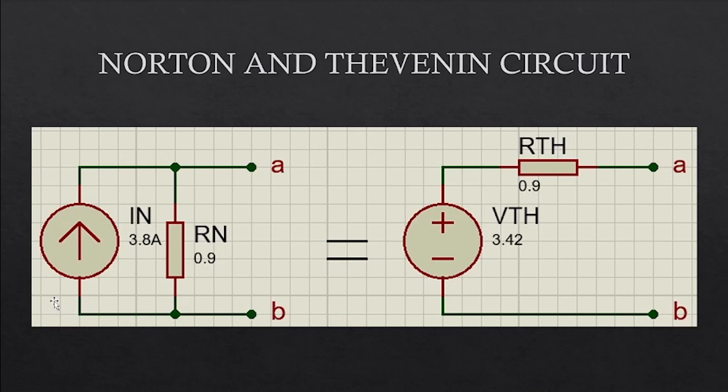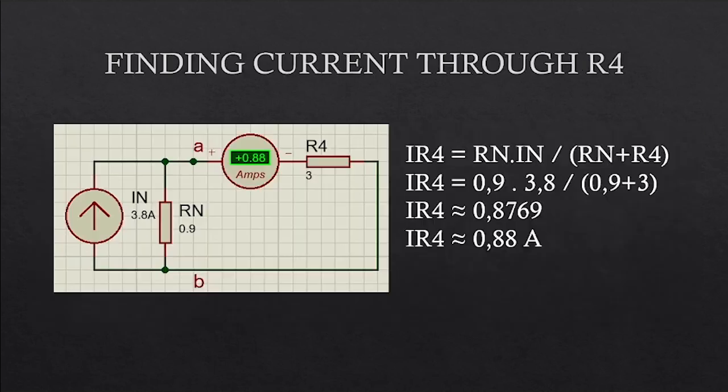And the circuit comes like this. This is the Norton circuit, and this is the Thevenin circuit. There we have it. Problem number 1 solved. Let's get straight to problem number 2. In problem number 2, we must find the current through R4 using Norton's theorem.